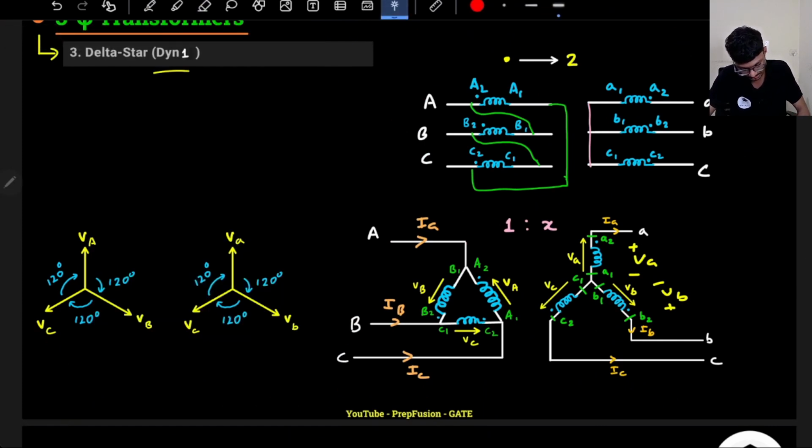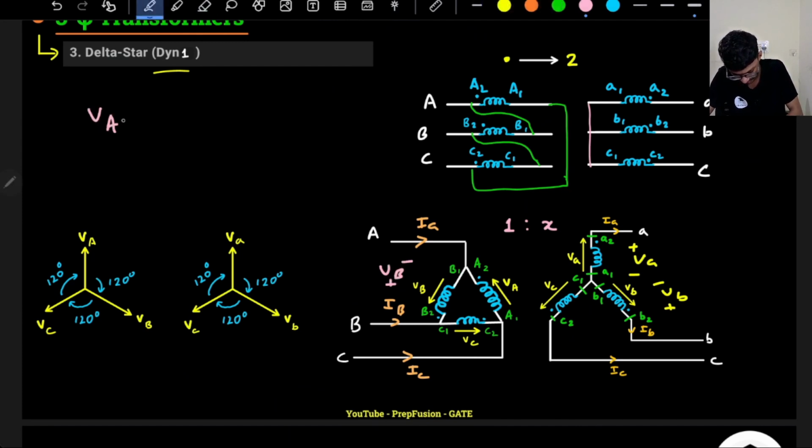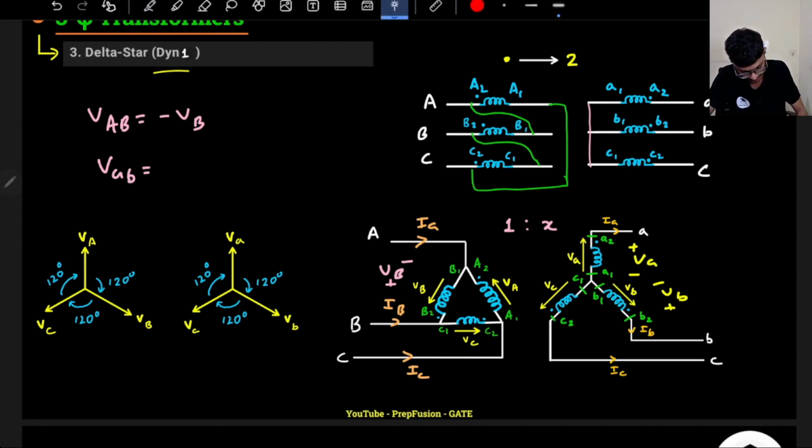So what I can say is, now let's discuss the line voltages. Here, what is VAB? VAB here, if I see, is minus plus VB. So capital VAB in this case is minus of VB, okay. And what is small VAB? Small VAB in this case is plus minus and minus plus, okay. So here it is actually plus VA minus of VB.